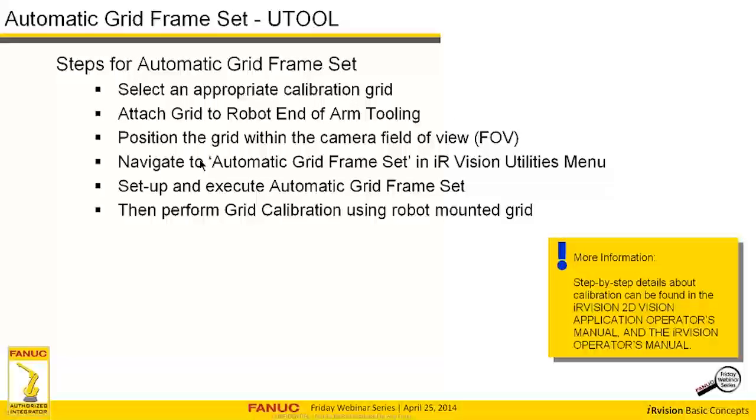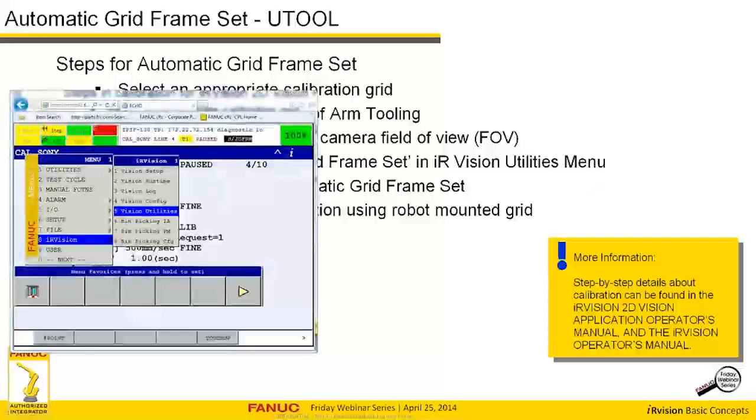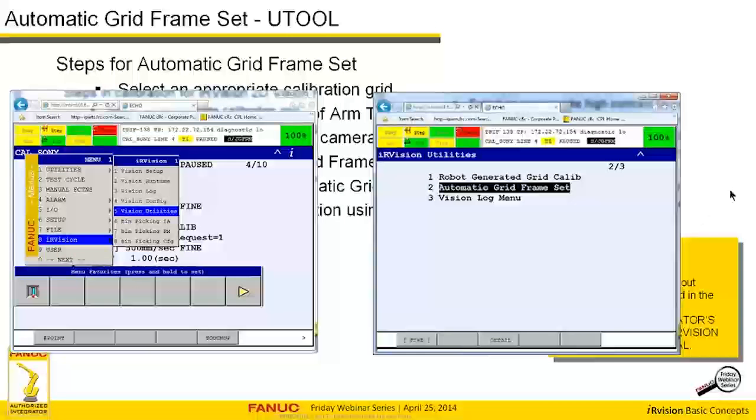You want to position the grid within the camera field of view, and then you're going to navigate to automatic grid frame set, which is in the iRVision utilities manual. I have a detailed video here which will show that. Then you go through the steps to do automatic grid frame set. The output of that is an accurate tool frame for the calibration grid. Then you use that tool frame to perform a regular grid calibration. So here in the menu, you go to Vision Utilities, and you go to Automatic Grid Frame Set.